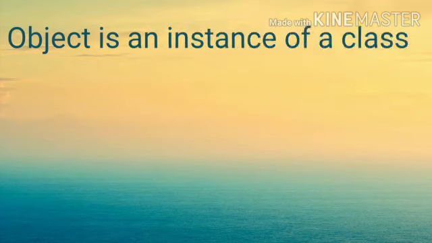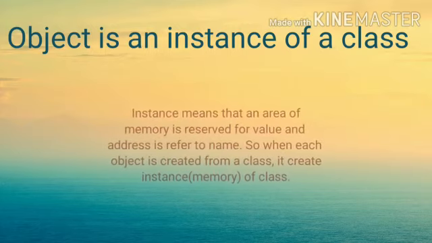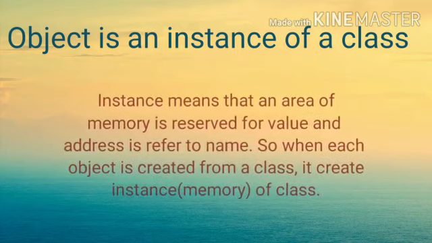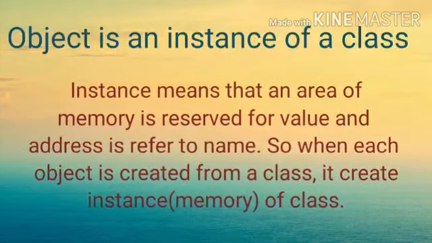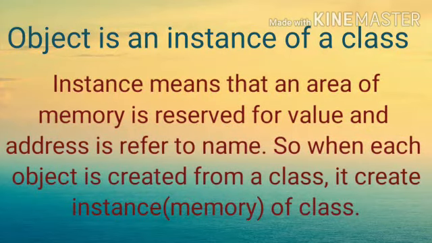An object is an instance of a class. Instance means that an area of memory is reserved for a value and the address is referred to by a name. So when each object is created from a class, it creates an instance memory of the class. So we say that the object is the instance of a class since when the object is created, the memory location is created in the class and the class gets its existence when the object is created.